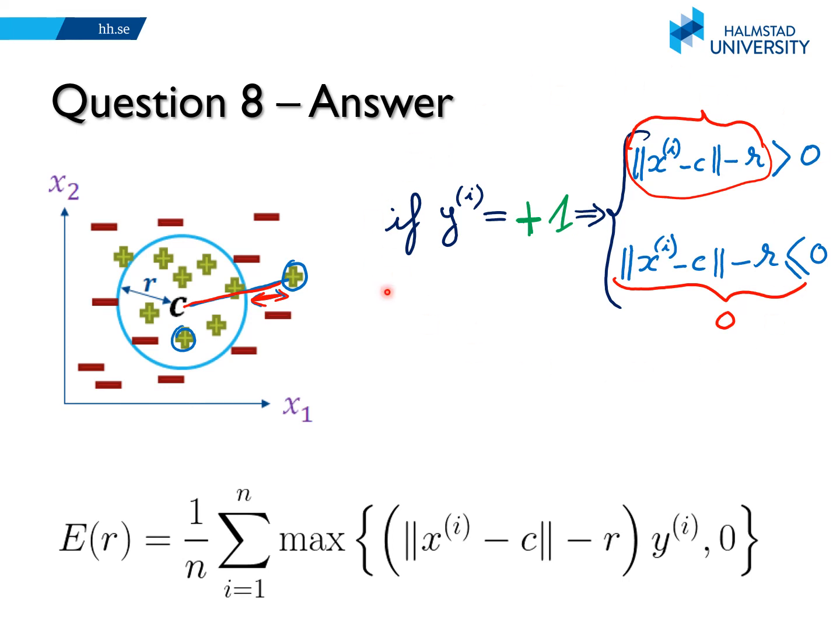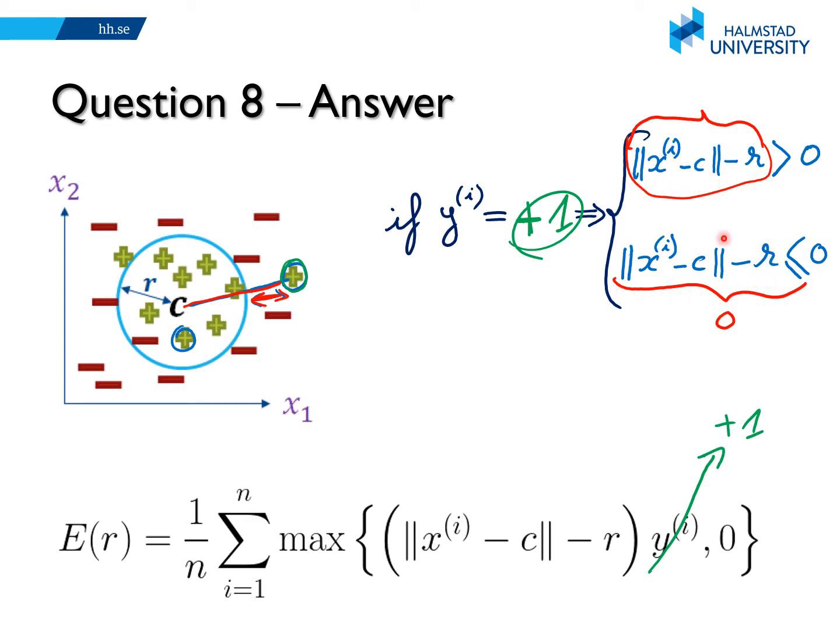And based on this reasoning, we can write all this in a more compact way based on, for example, this cost function that I defined here. So for example, if we are talking about a positive example like this one, in this case, y will be positive. And if this example has a distance to C which is larger than R, then this quantity here will be positive. And the maximum between this and 0 is this, and that's what we want. Well, we want to penalize our cost based on this difference. So this corresponds to the first case here.